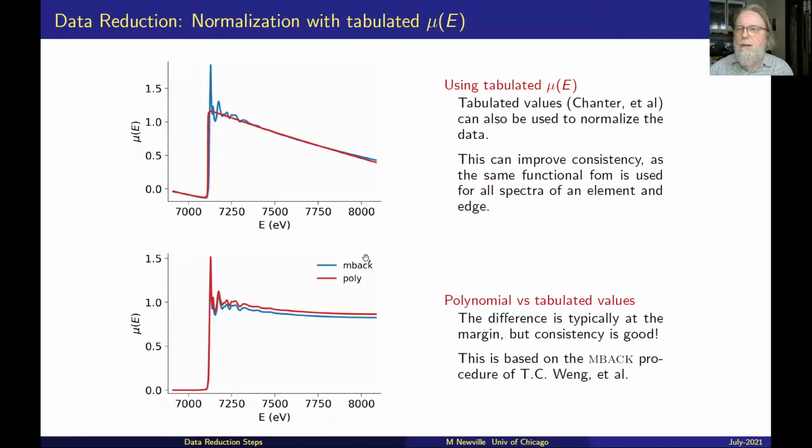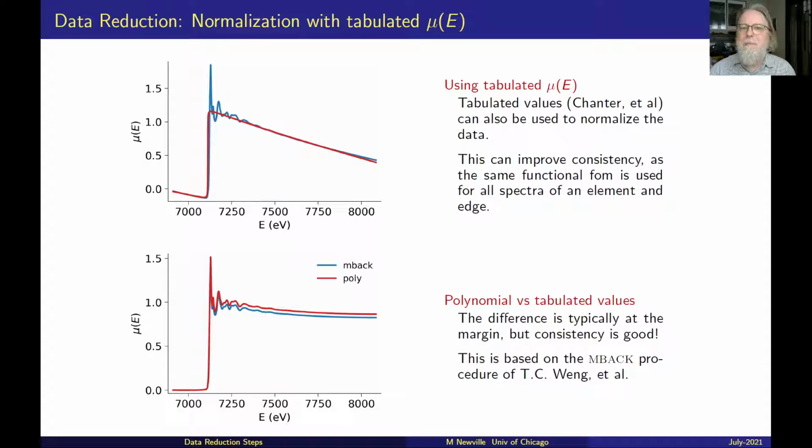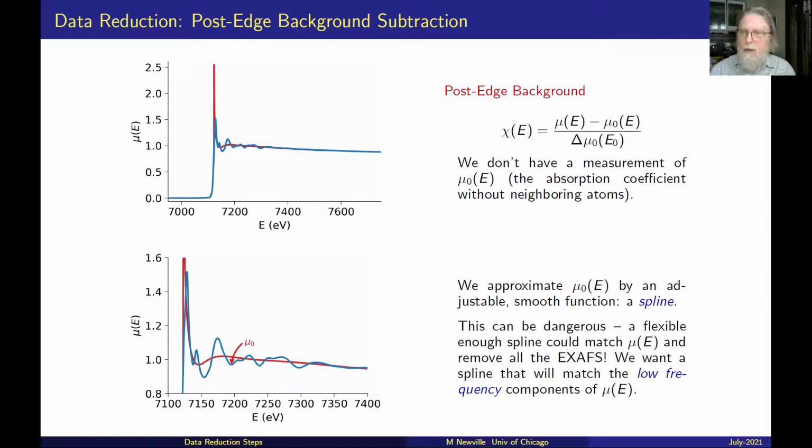So here's this MBACK. It's labeled as MBACK here after the program by C.C. Wang and Jim Penner-Hahn's group, and then this classic polynomial background. So they're both reasonable, and I would say be consistent. And if you're doing lots of data from lots of different sources, try them both. And the tabulated values, the MBACK approach, might be slightly more consistent over data sets, and so easier to make consistent. Okay, I'll not try to scroll too far ahead.